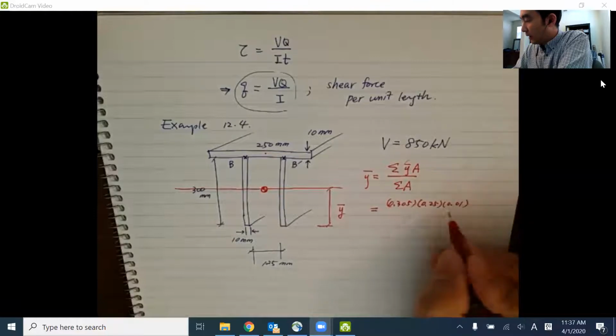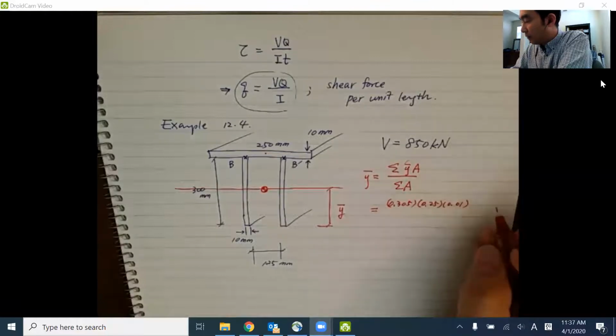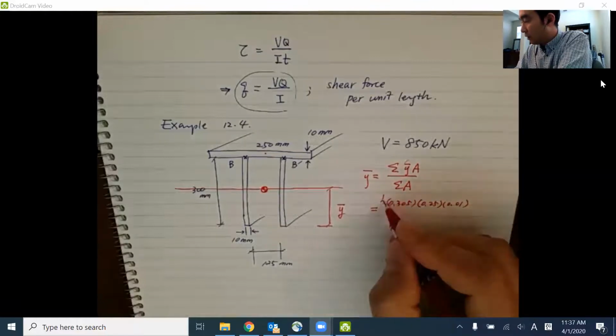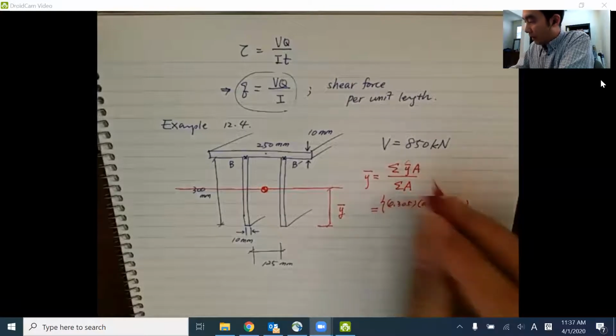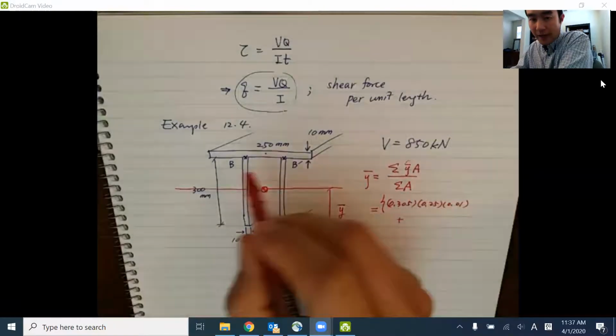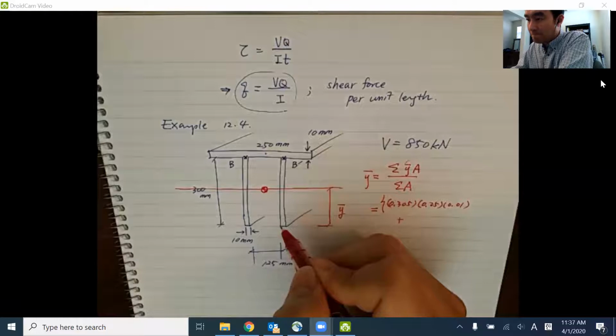Okay, and then this is all in the numerator. We have to add these two legs, okay?